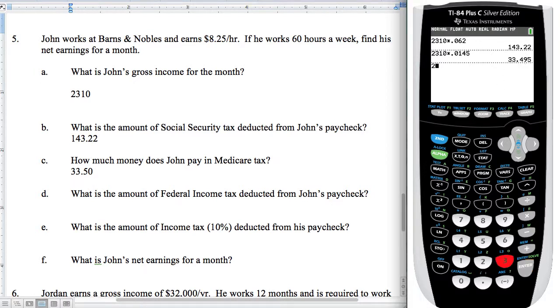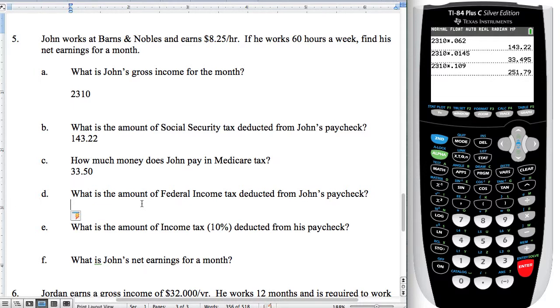Then we are going to take 2310 and multiply it by 0.109 to get the average federal income tax withholding, $251.79.